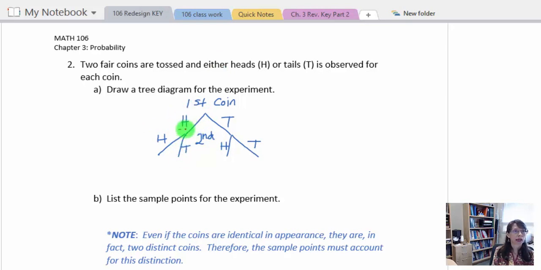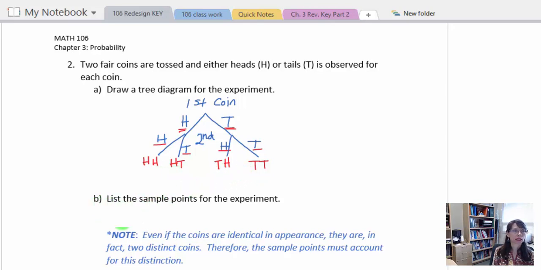So we have heads, heads for one outcome. Then we could go heads, tails. Next, the first coin could have landed on tails and the second coin heads. Finally, the first coin could have been a tail and the second coin could have been tail. So what we've ended up with at the end of these branches are the sample points for the experiment.